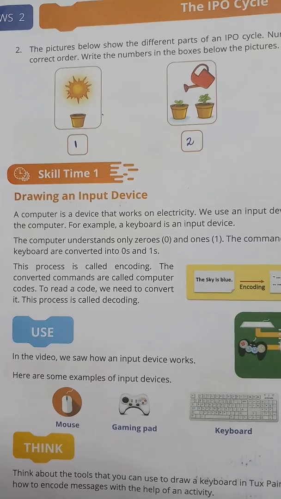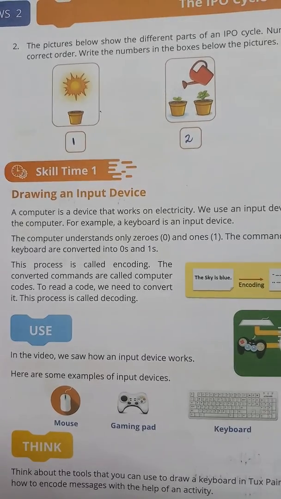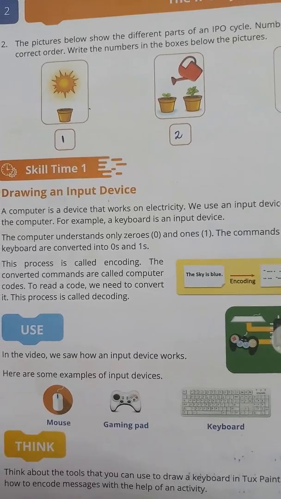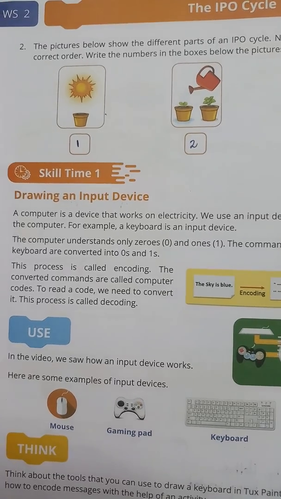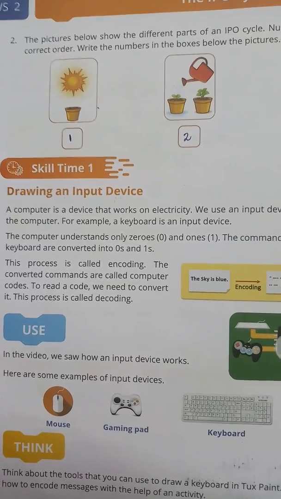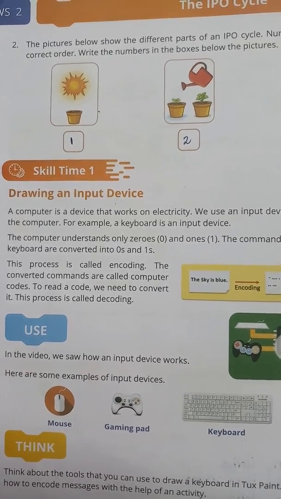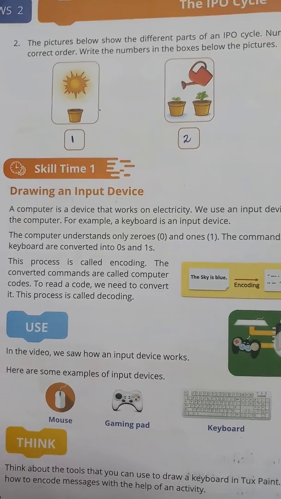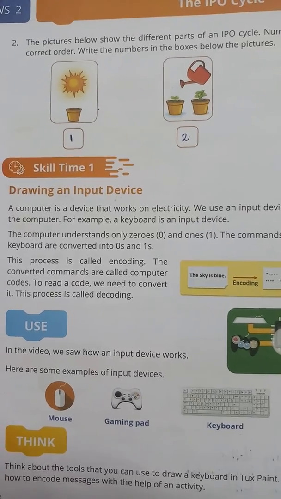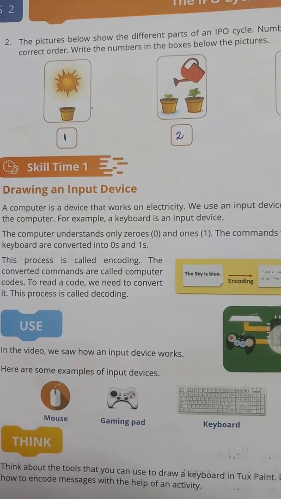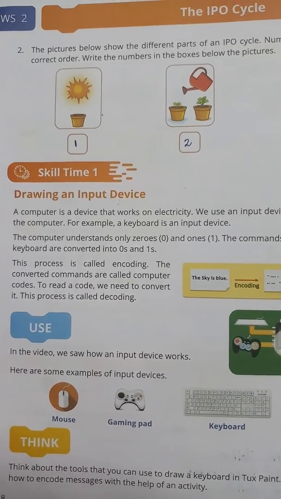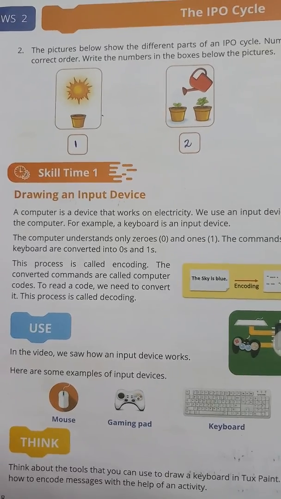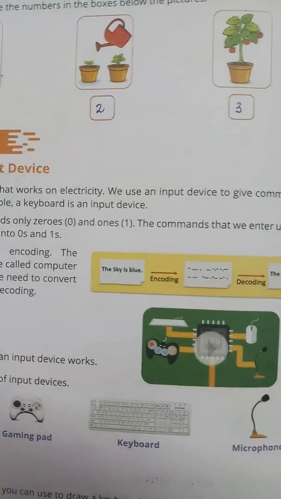To read a code, we need to convert it. So it will display the output on the monitor. After completing the process, the output will be zeros and ones, which we cannot understand. So it will decode it and display the output which we understand. To read the code, we need to convert it, and this process is called decoding.